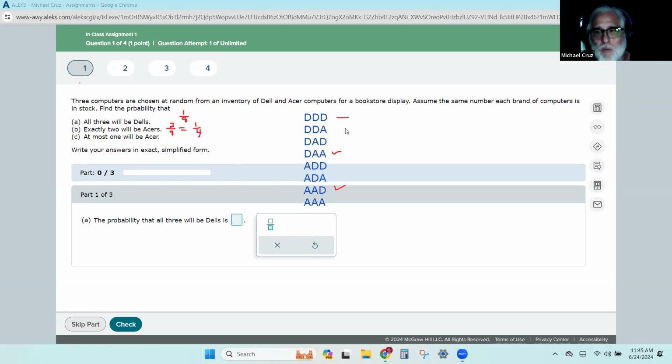If we look for ones that have just 1, it would be this one and that one. But do we include anything else with at most? What about 0 Acers? Is that at most 1? Yeah. So then again, there's 3 out of 8 here. Okay. All right. Any questions about that one?